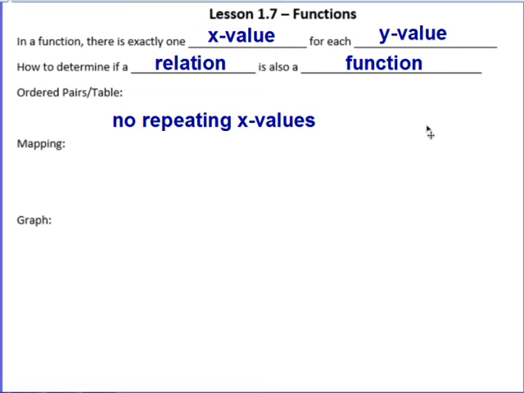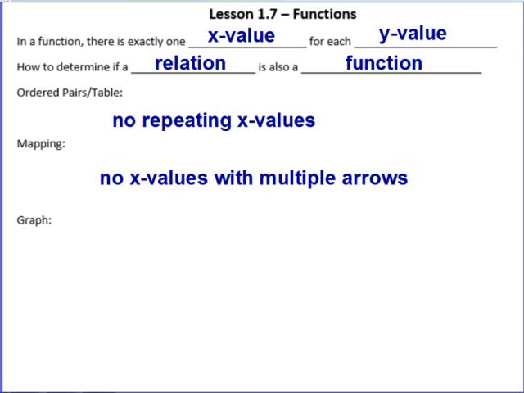Look at your list of ordered pairs. If there's an x value that's the same for 2 different ordered pairs, it's not a function. If it's a mapping, we want to look at the arrows. Remember, if I have a mapping and a number repeats, I'm not going to write the number again, but I'm going to draw 2 arrows from that number. So if you have 2 arrows coming from an x value in a mapping, then it's not a function.